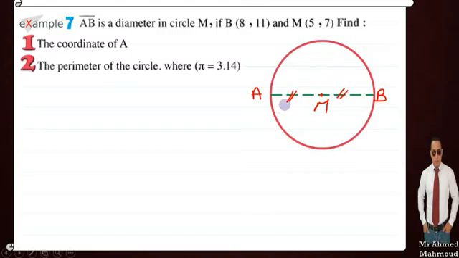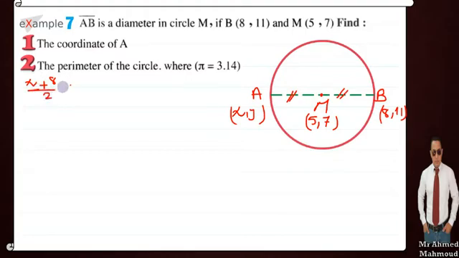So to find the coordinates of A, M equals (5, 7), B equals (8, 11), A equals (X, Y). So (X plus 8) over 2 equals 5, and (Y plus 11) over 2 equals 7. Of course, this is number 1.